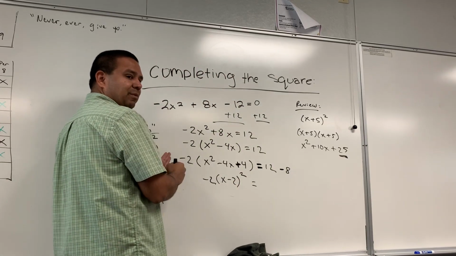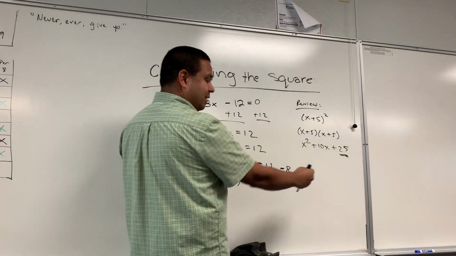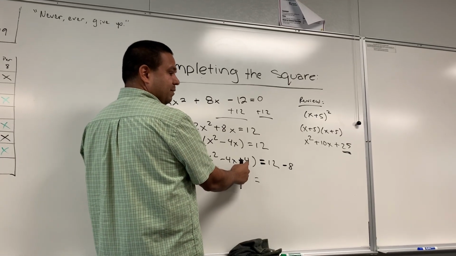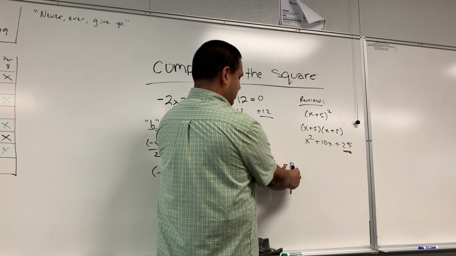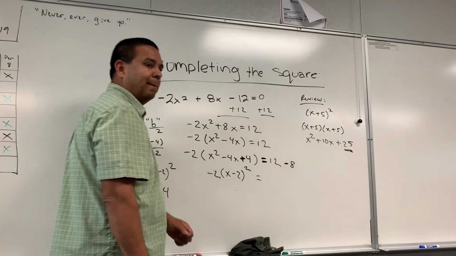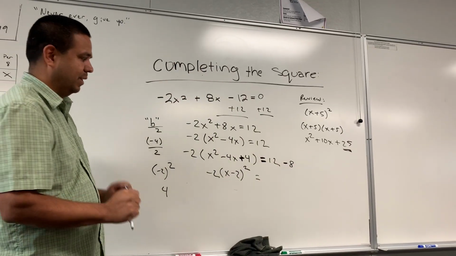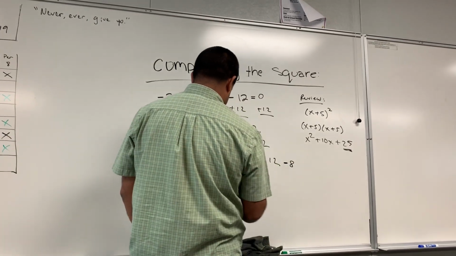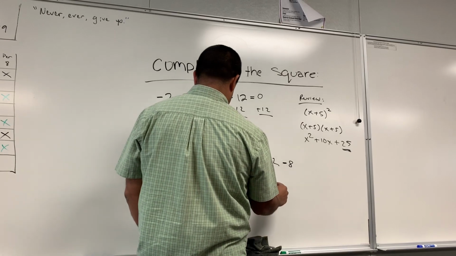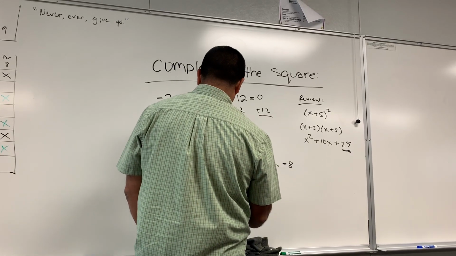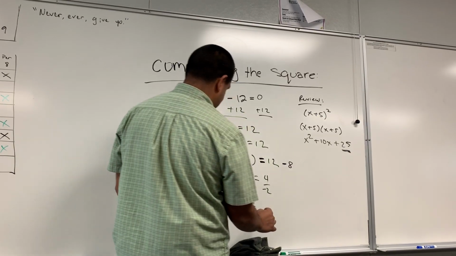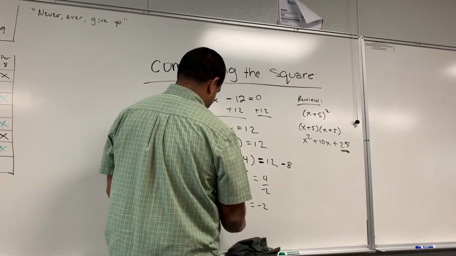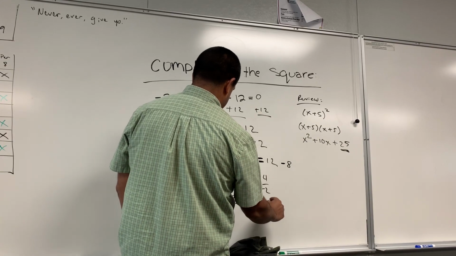Whatever we do on the left, we have to do on the right. So negative 2 times that positive 4 is a negative 8. So then on this side, I have to do a negative 8. That make sense? Okay. So then 12 minus 8 is 4. We're going to divide by that negative 2. x minus 2 squared is negative 2. And then square root that.